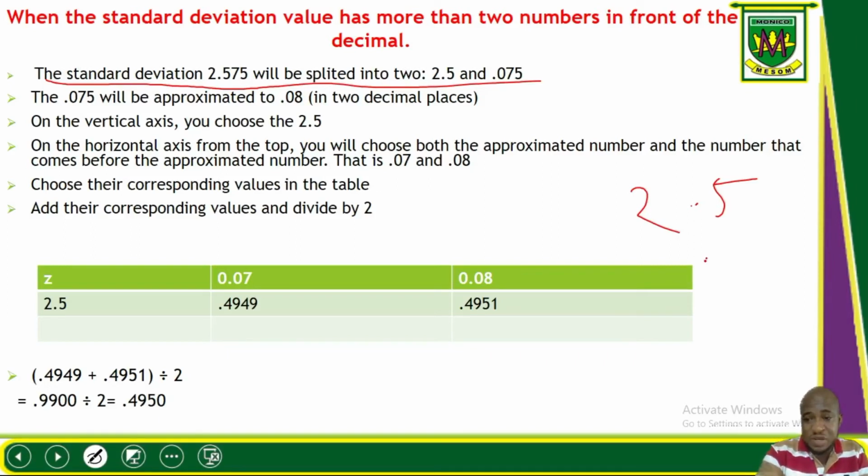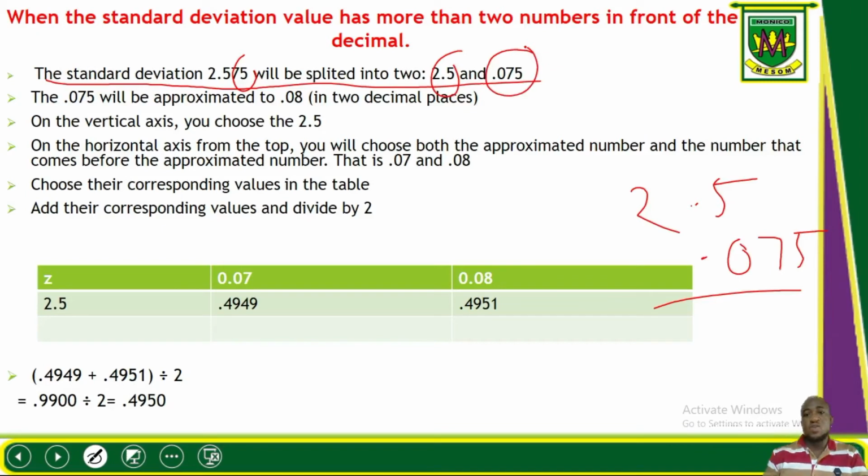In splitting this, we need to put 0 in front so that we can cater for the last 2 values, that is 0.75. When you want to consider this, the 5 there will be treated as 0. That's why I've brought 0 here. So in splitting this into 2, we have 2.5 and we have 0.075.